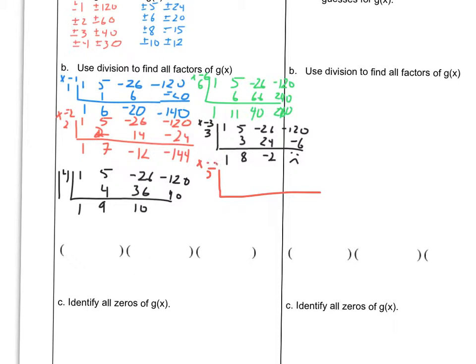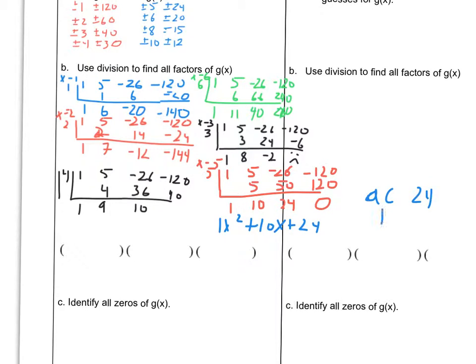So that's x minus 5 would give us 5, 1, 5, negative 20, and negative 26, and negative 120. That's going to be 1, 5, 10, 50, 24, 120, and 0. Wow, on the 6th try we got that. So that means 1x squared plus 10x plus 24. A times c is going to be 24 with a b of 10. That's going to be 6 and 4.